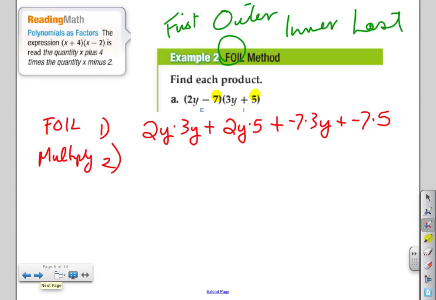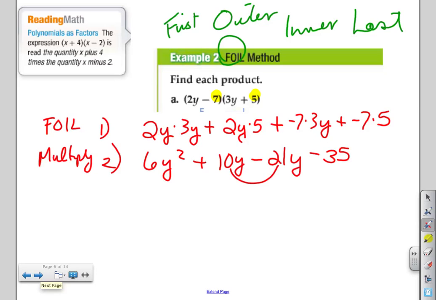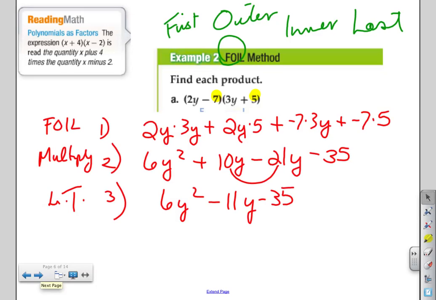So 2y times 3y is 6y squared, plus 2y times 5 is 10y, plus -7 times 3y is -21y, plus -7 times 5 is going to give us a -35. Combine our like terms here, I'm just going to write LT there for step number 3. So we have 6y squared, and 10y minus 21y is minus 11y minus 35. And we're done. Okay?